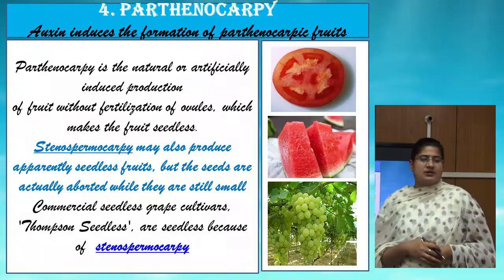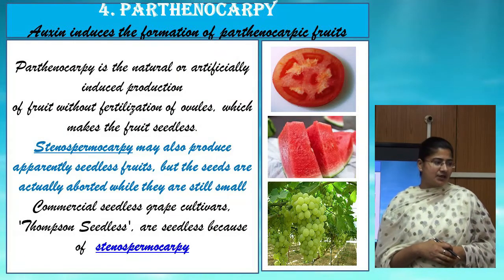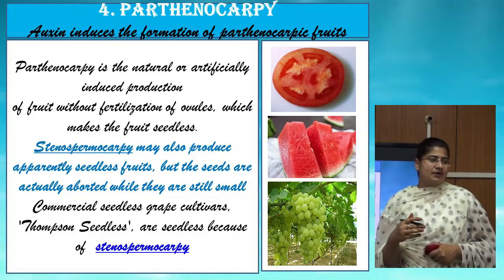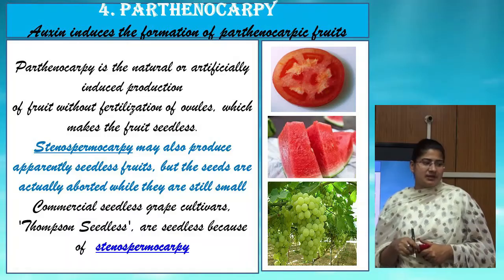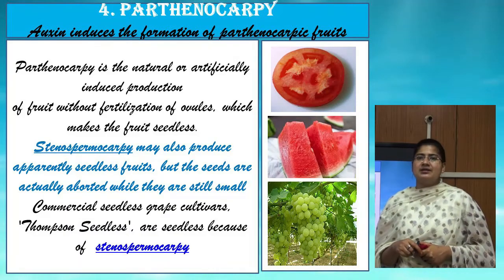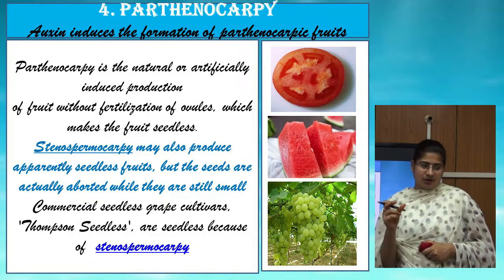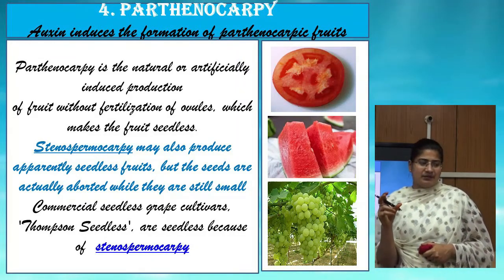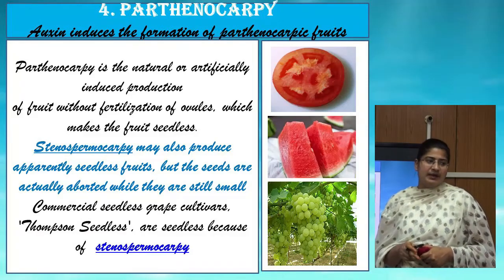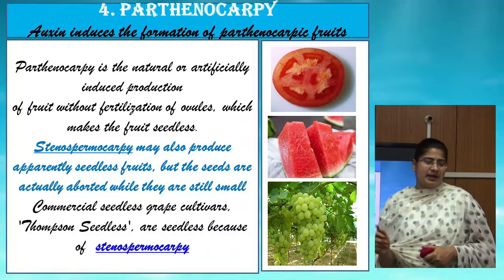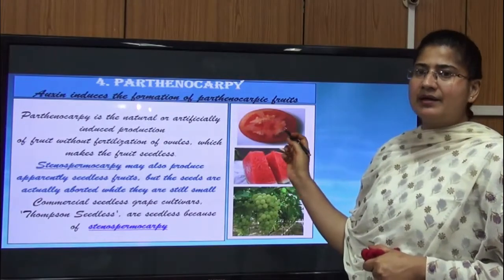Now the next role of auxin is parthenocarpy. Parthenocarpy is the natural or artificial induction of fruit without fertilization of the ovule, leading to the formation of seedless fruit. Sometimes the formation of seedless fruit is a desirable trait, especially in the case of melons, tomato and cucumber. You would have seen that seedless cucumbers have a high market value, especially in 5-star hotels. That's why seedless tomatoes are nowadays in demand and are desirable.